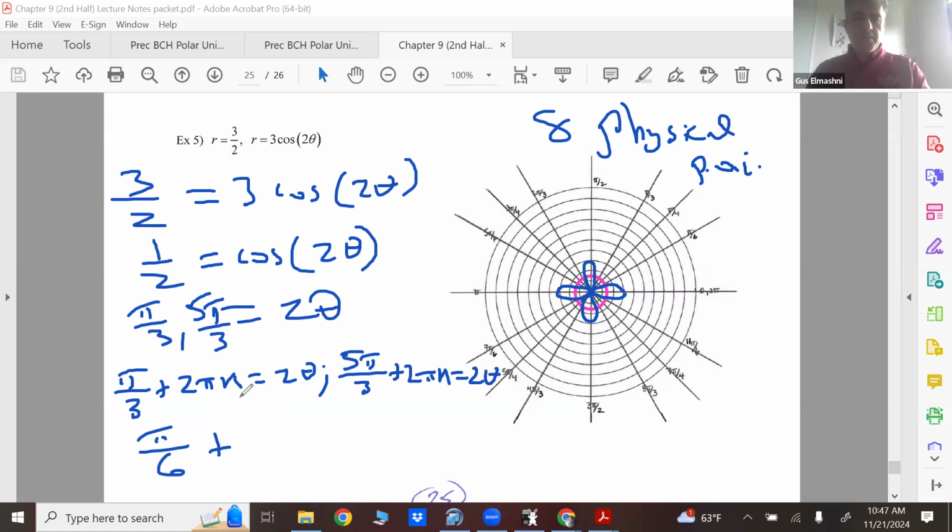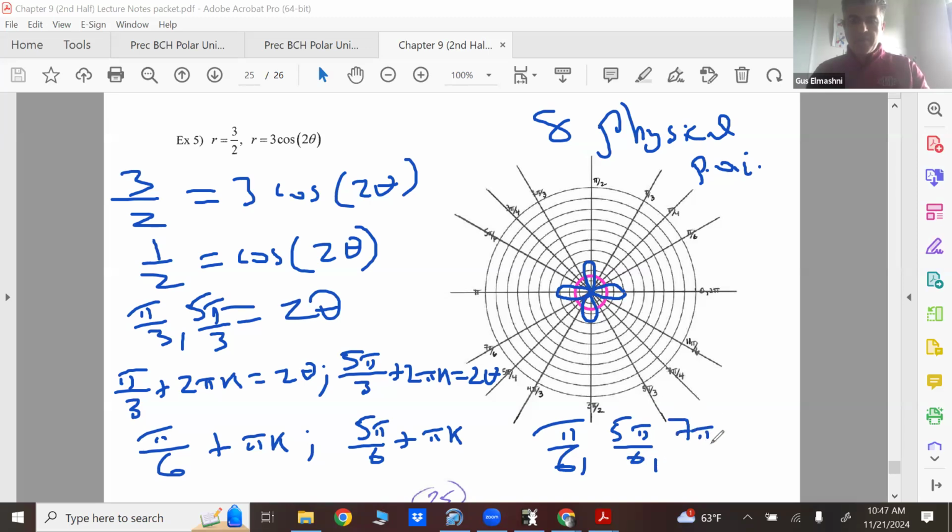So it's plus pi k. Is that right? So you get 4 answers: pi over 6, 5 pi over 6, 7 pi over 6, 11 pi over 6. So there's actually just 4 points of intersection. Physically, it shows 8.